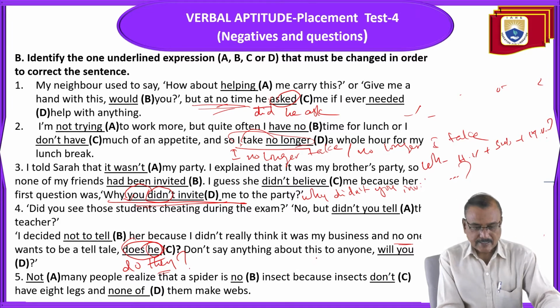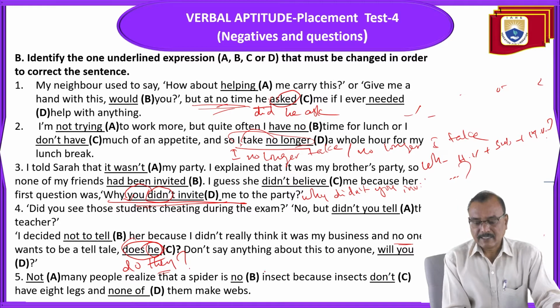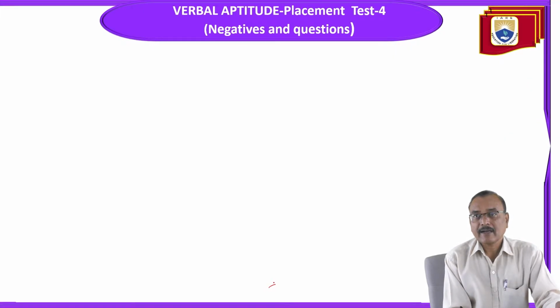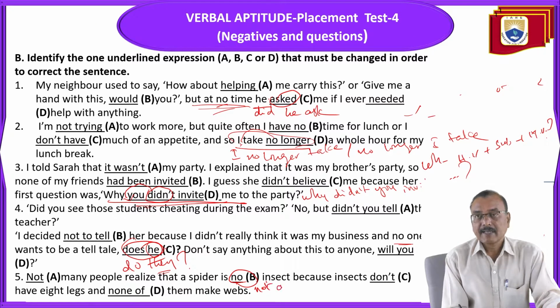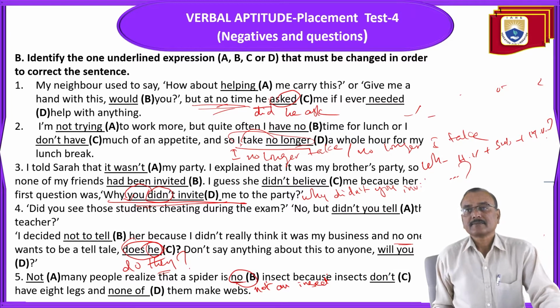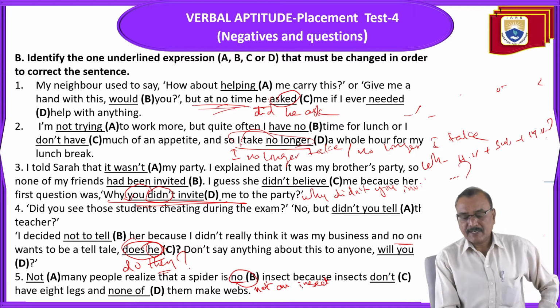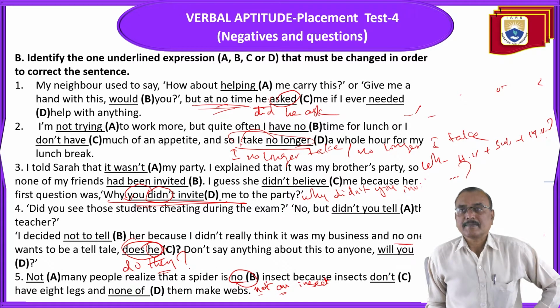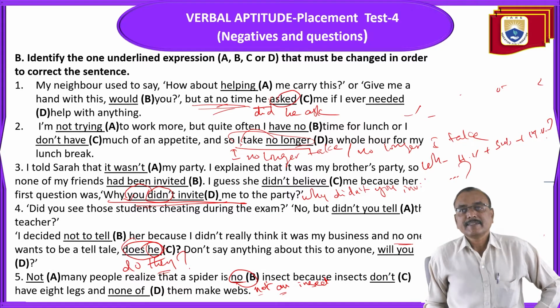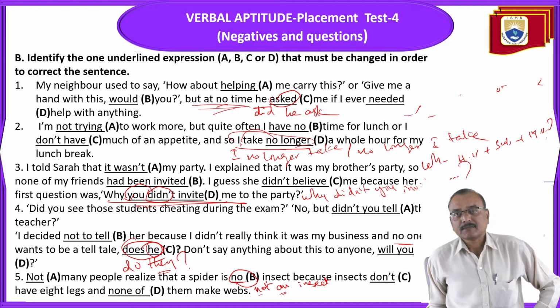Here is wrong. "No insect" is wrong here. It should be "not an insect." Spider is not an insect. So before insect, "an" should be there, and here "not." A spider is not an insect because insects don't have 8 legs, and none of them make webs. Right?